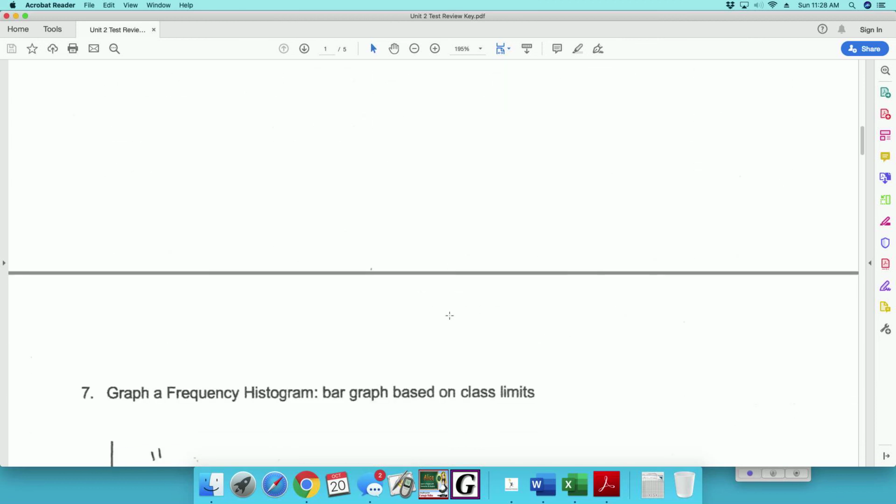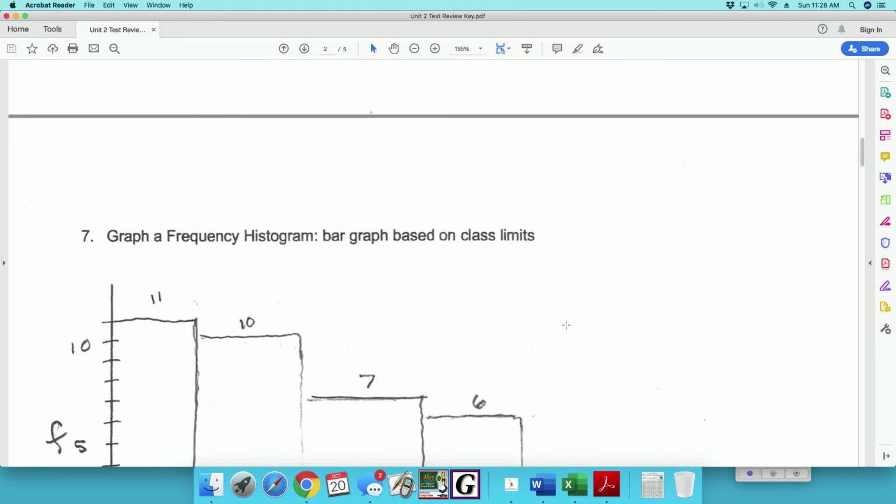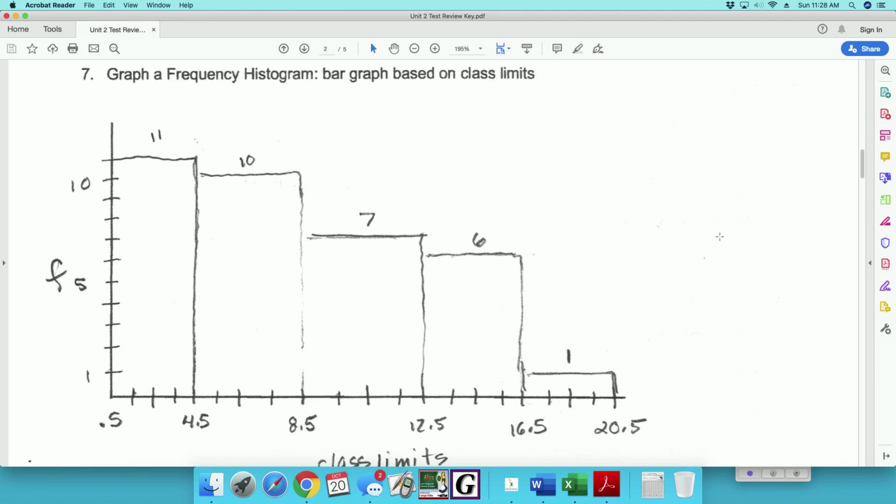Now we're going to do some graphs. So this is a frequency histogram, or a bar graph, based on class limits. So put all your class limits down on the bottom. All your bars should touch, because remember, the first class's upper boundary is the same as the second class's lower boundary, so they touch.